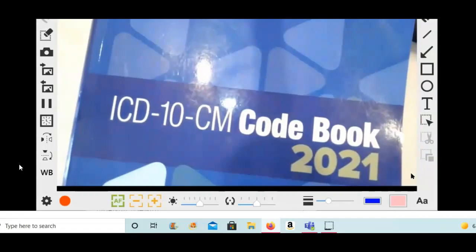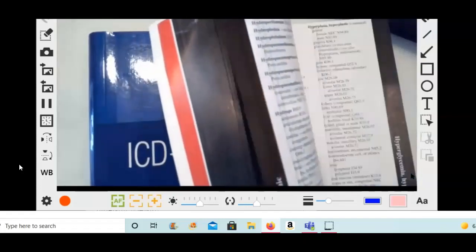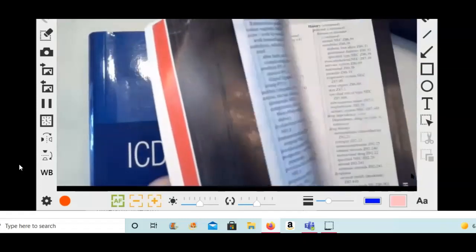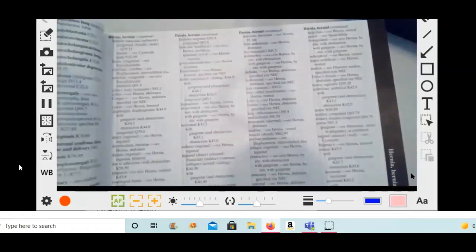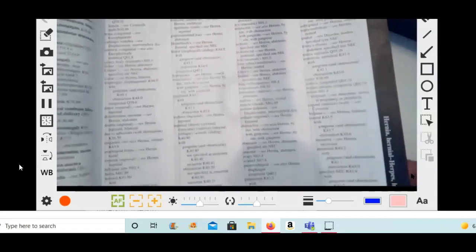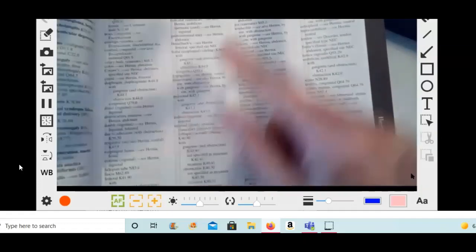So our diagnosis is that inguinal hernia, right? So we're going to go to H for hernia. Remember, you never go to the anatomical site in CM. You go to the what and then to the where. So our what is a hernia? I'm on page 171, and our where is inguinal, okay?